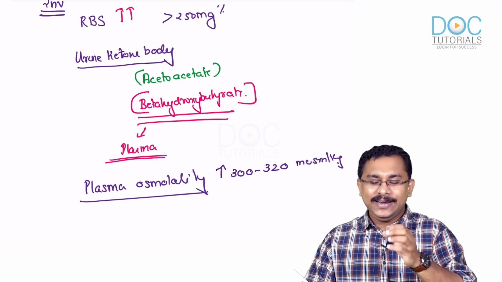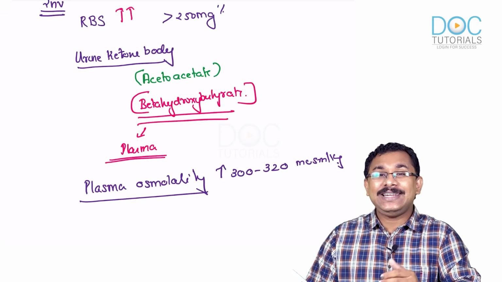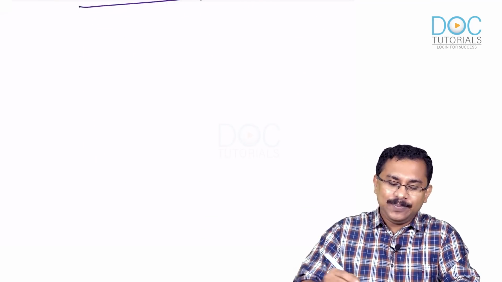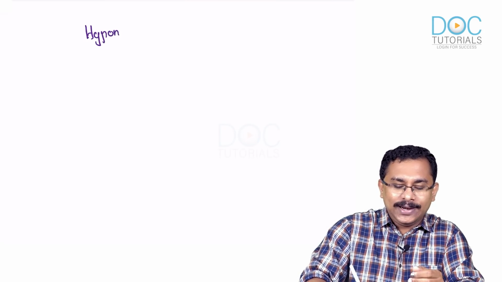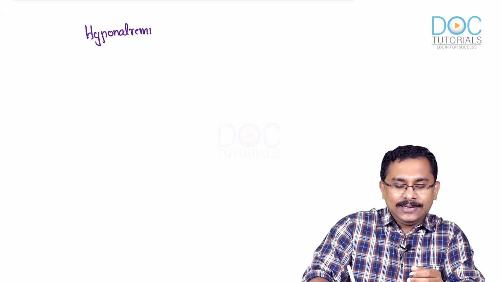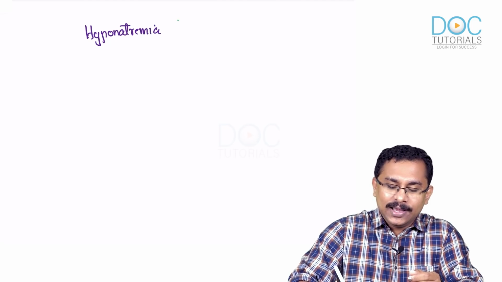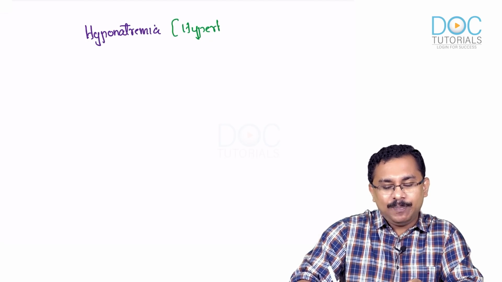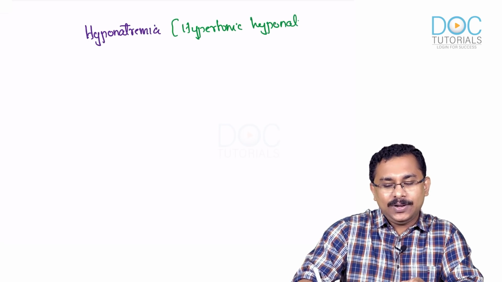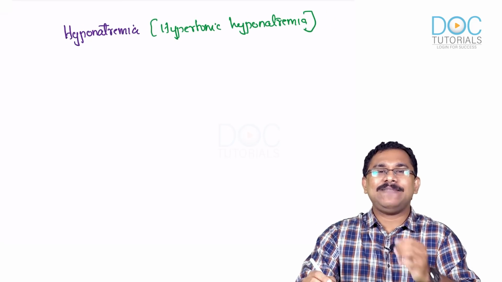Okay, and it is very important to note that you will have abnormalities in the electrolytes. For example, in DKA you will get hyponatremia, and since the osmolality is high, it is called a hypertonic hyponatremia. Okay, hypertonic hyponatremia. And what about the potassium levels?